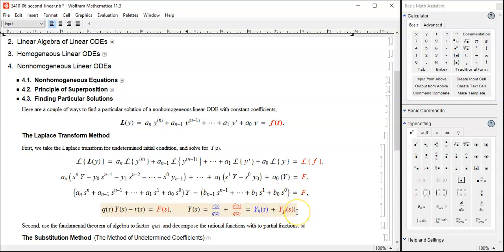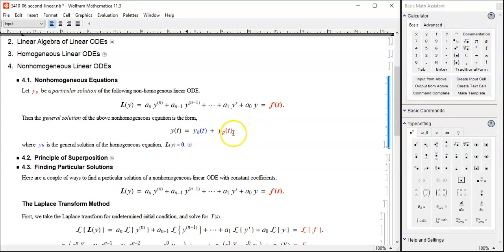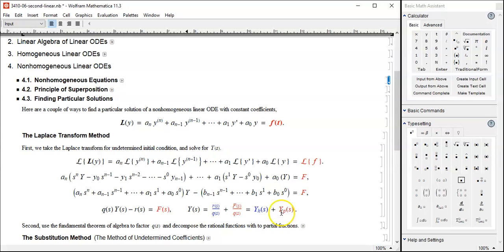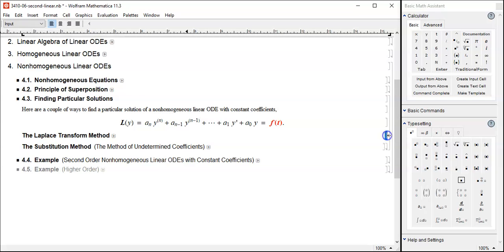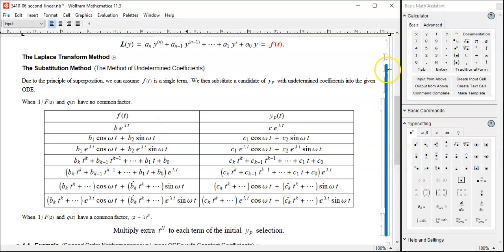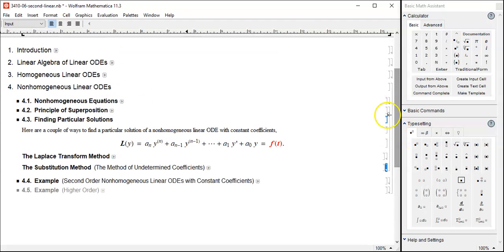the particular part. You see, we are looking for what? We are looking for yp. And there you go, capital YP, the Laplace transform of it. So if you take the Laplace inversion, you're going to get that small yp. That's one method. Next method, substitution method, which I'll talk about later after completing one problem.